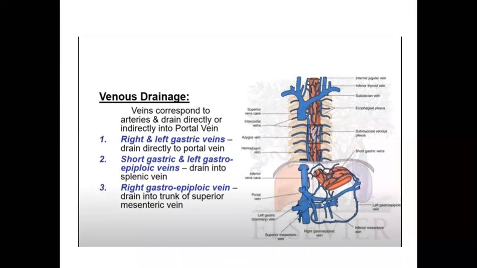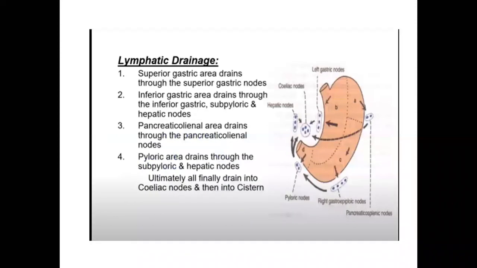The lymphatic supply: the superior part is drained into the superior gastric node. The inferior gastric area is drained into the inferior gastric node, the celiac node and subpyloric node, hepatic node. Then the pyloric area is drained into the subpyloric node and hepatic node, and the pancreaticosplenic area is drained into those nodes, and everything drains into the celiac nodes.